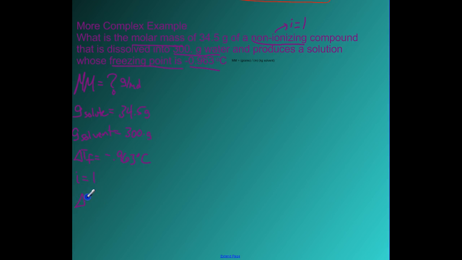The equation that I want to choose is delta TF equals KF times m times i. The molality I'm going to be able to solve for as being moles of solute per kilograms of solvent. So I need to convert my solute to moles. But I don't know what the solute is. I don't have a chemical formula. And this is where we have an actual equation that we can use right here, and I'll kind of enlarge it for you to see, that we can use to solve for the molar mass of a compound.